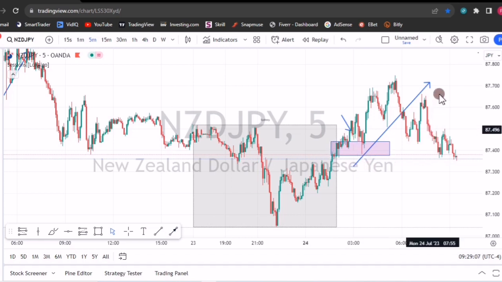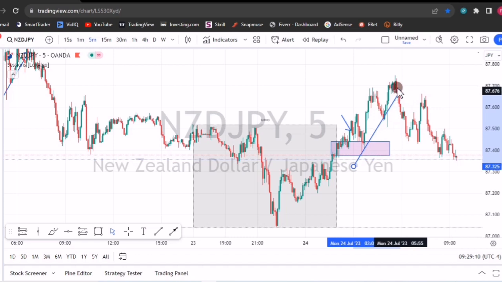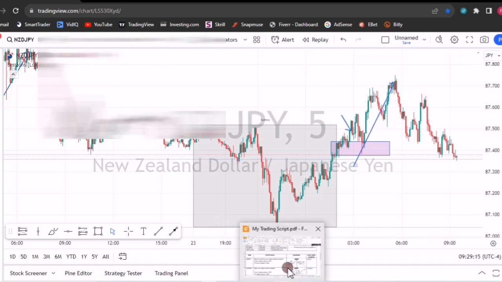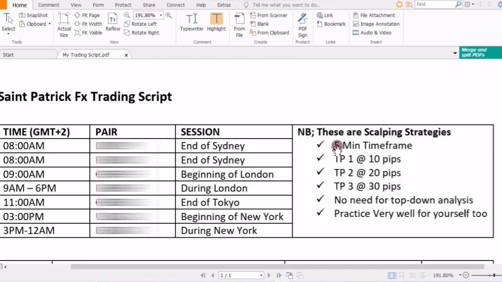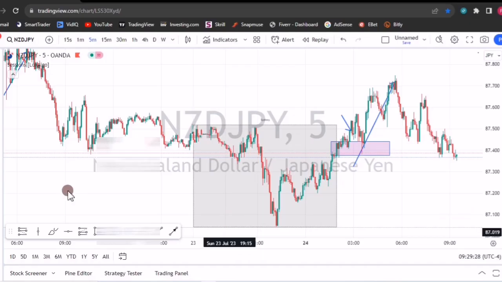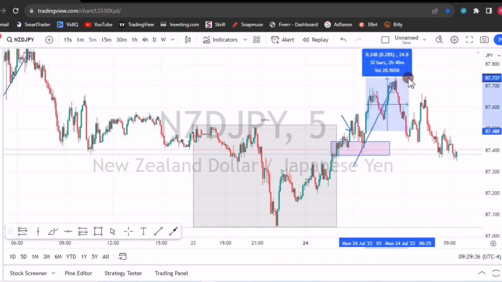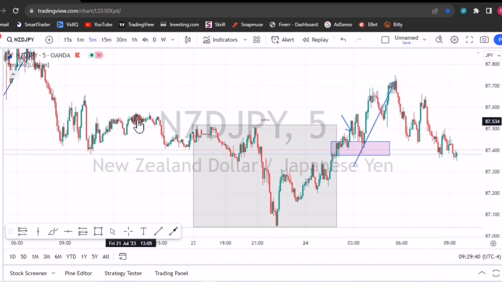So according to that strategy, you would have made these pips. Let me show you on the script your targets. On the 5-minute time frame, TP1 is 10 pips, TP2 is 20 pips. Let's check back there on how you were supposed to do it. Make sure to get this script, traders. This was 24 pips, so you would have ended maybe at TP2.